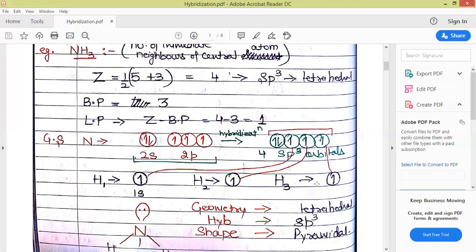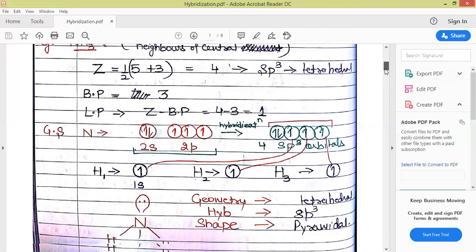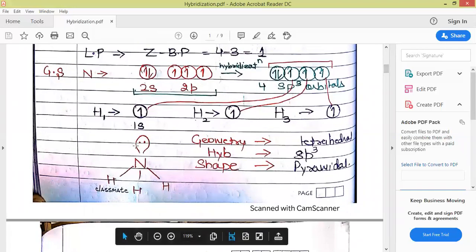how nitrogen electrons are pairing up with hydrogen electrons and are forming a bond. This is how a bond is formed, and this will remain as lone pair. So from here, this is lone pair and 3 bond pairs have been formed as shown here.